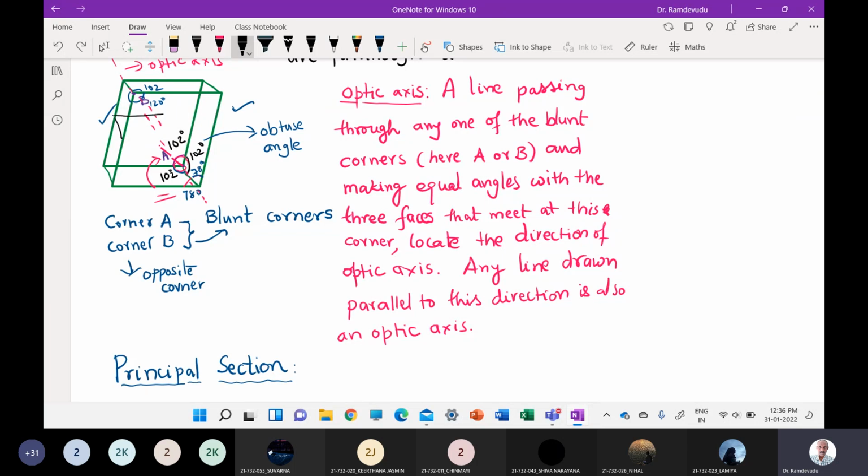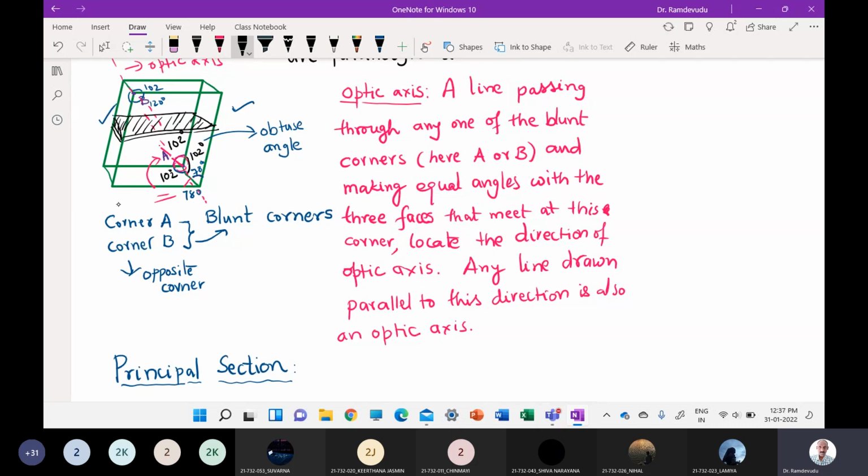So I take this here, and from this I'll take a cut and I join these two. This cut, whatever I am taking, this is the cut I am taking from here. This cut plane, I'm taking it from this cross section, this plane. That plane is called the principal section. This part of it, I should take as a principal section.